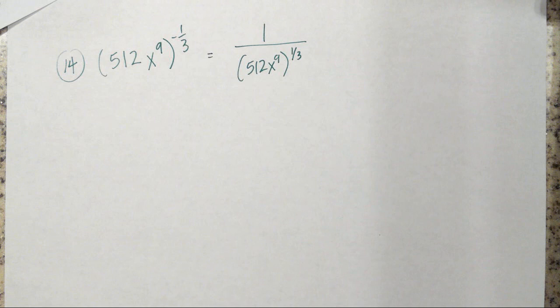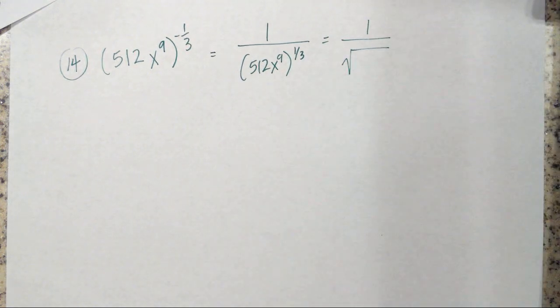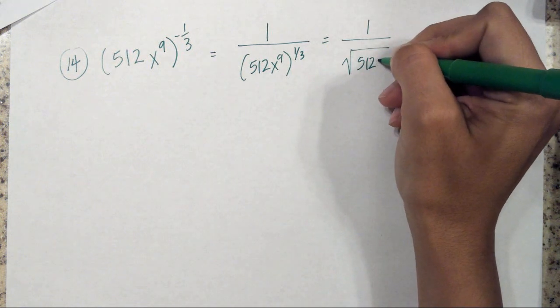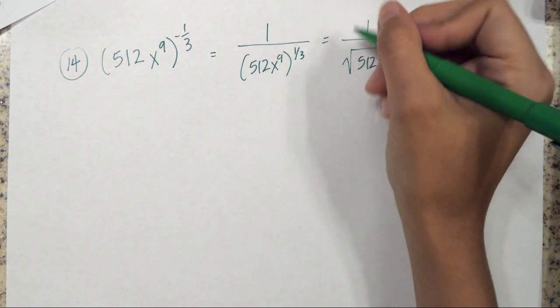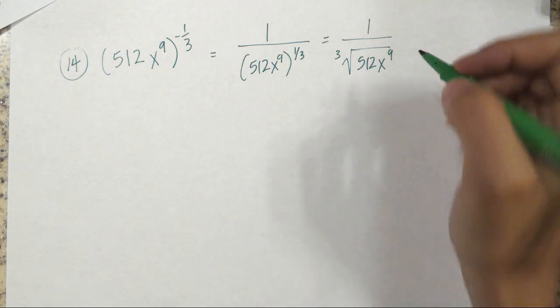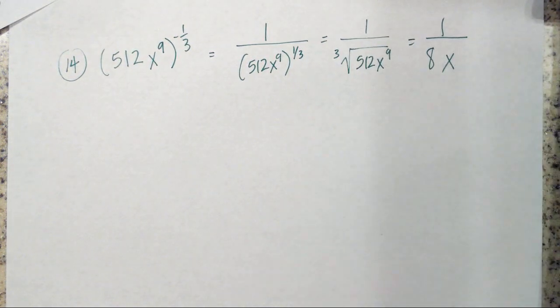So now I am going to rewrite this in radical form, which is where I draw the little house. You are the inside guys, right? So you are 512 x to the 9th, and then you have the cube root on the outside. Now, what is the cube root of 512? This is where you can look at your chart. If you look at your chart, the cube root of 512 is 8. And I still have x.